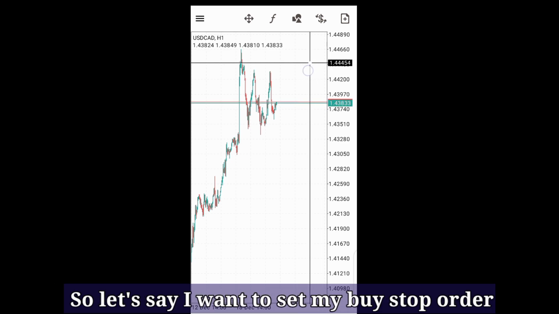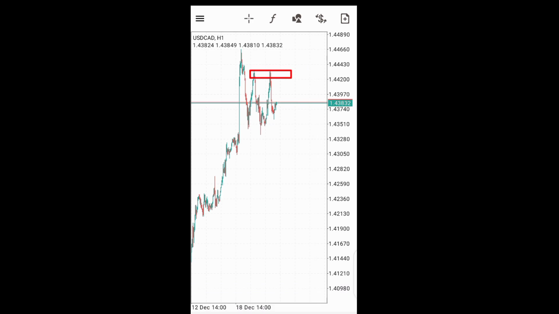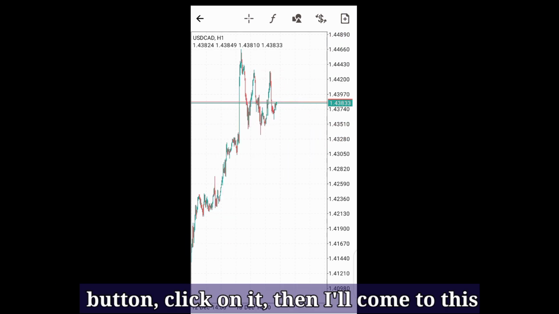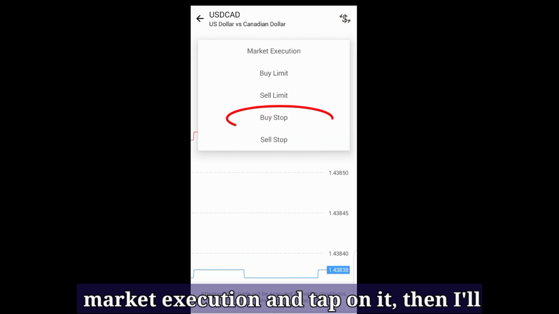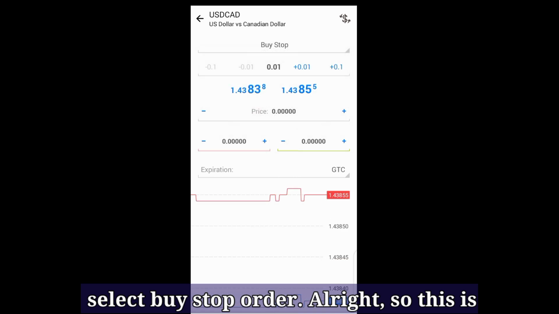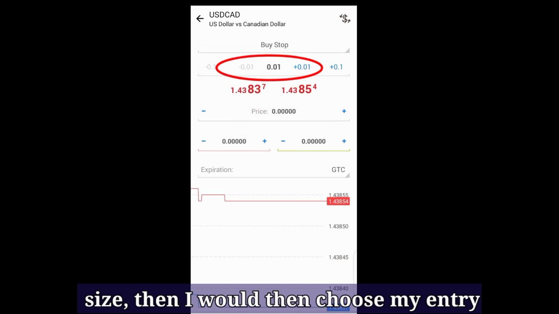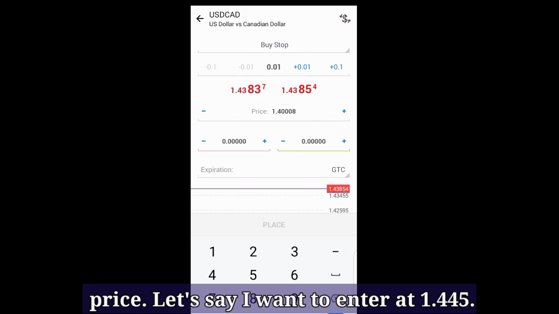So let's say I want to set my buy stop order just right above this very resistance. To set the buy stop order, I'll come to the new order button, click on it, then I'll come to this market execution and tap on it, then I'll select buy stop order. All right, so this is the buy stop order. Then I'll choose my lot size. Then I'll choose my entry price. Let's say I want to enter at 1.445.